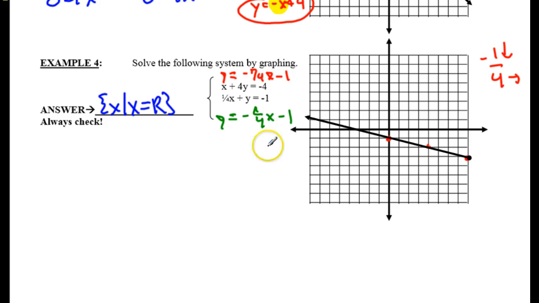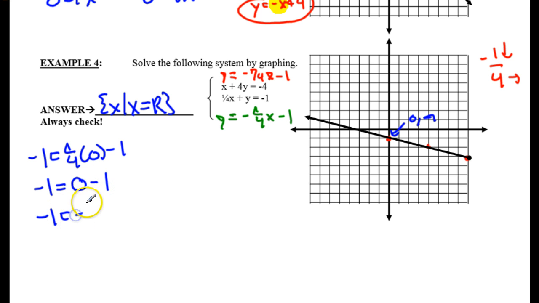Okay? And if I just take any point on this line, let's go ahead and take the intercept. That's an easy point. This point is 0, negative 1. So let's plug that into both of them. Negative 1 is the y, equals negative 1/4 x, x is 0, minus 1. So negative 1 equals negative 1/4 times 0, which is 0. Negative 1 equals negative 1. And it checks out. And because it's the same equation, it'd be the exact same thing. I don't have to do it twice. But I could plug in any point on this line, and it would check out. The answer is all real numbers.